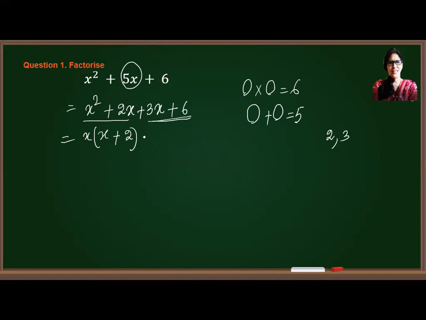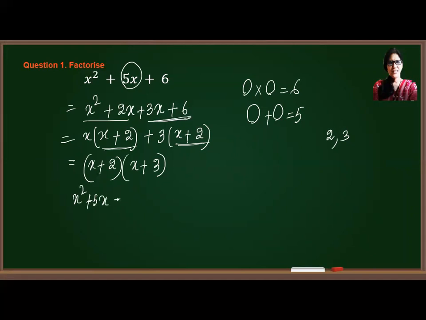Then I'll come to the second pair. If you observe it, it has 3 as a factor because 3 into x is 3x, 3 into 2 is 6. So taking 3 common, the bracket has x plus 2, and the first term also has x plus 2. So x plus 2 I will take outside. What will remain in the first? x. What will remain in the second? 3. So x square plus 5x plus 6 is equal to x plus 2 multiplied by x plus 3. These are the two factors.